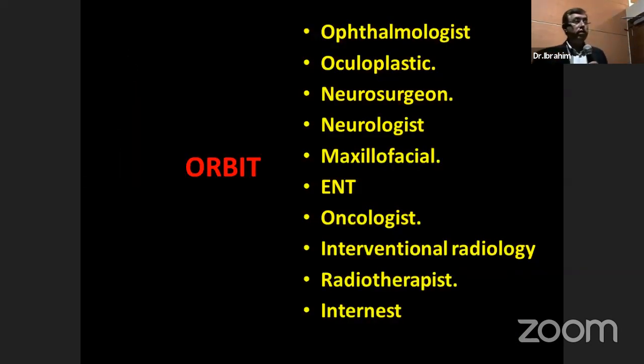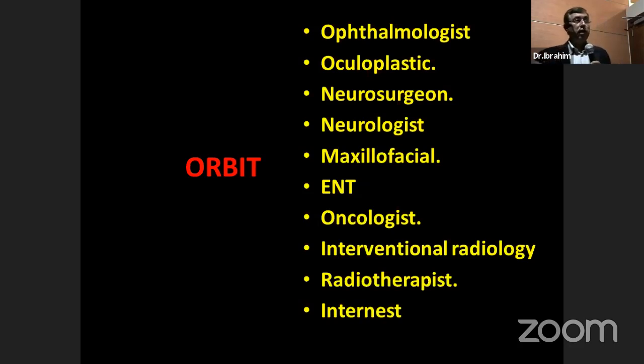So who's interested in the orbit? Everybody. Of course, the ophthalmologist, the oculoplastic surgeon, and I just want you to watch that. There's only, I think, one ophthalmologist here tonight, although they have all been invited. They just don't want to hear anything about it. Neurosurgeons and neurologists are very much interested.